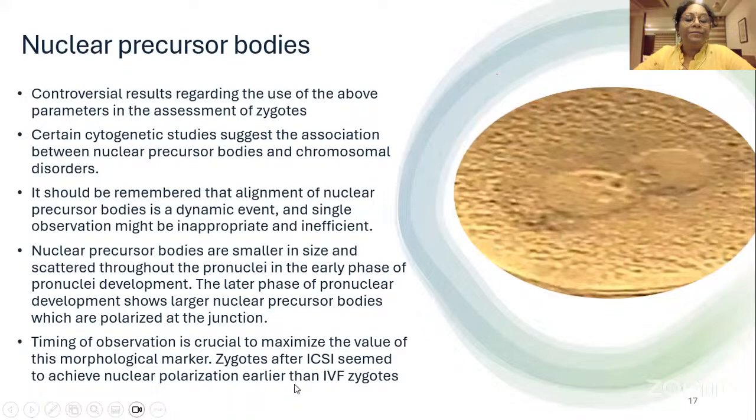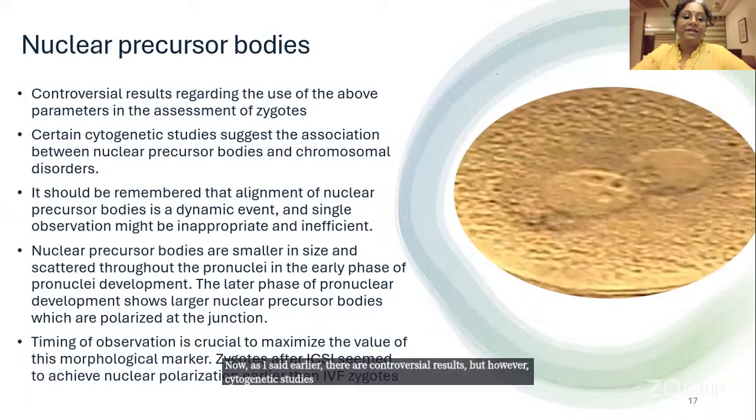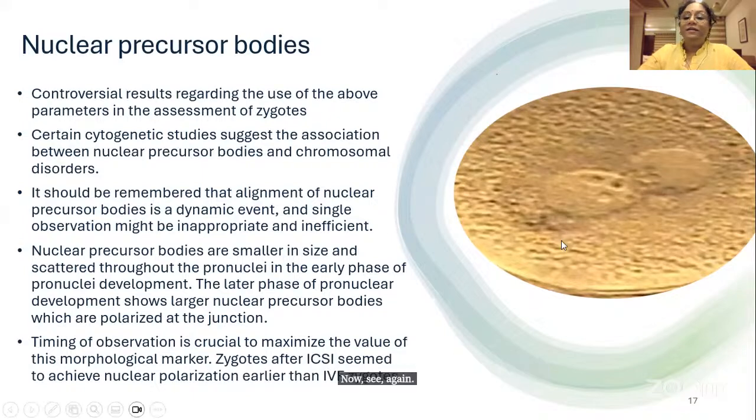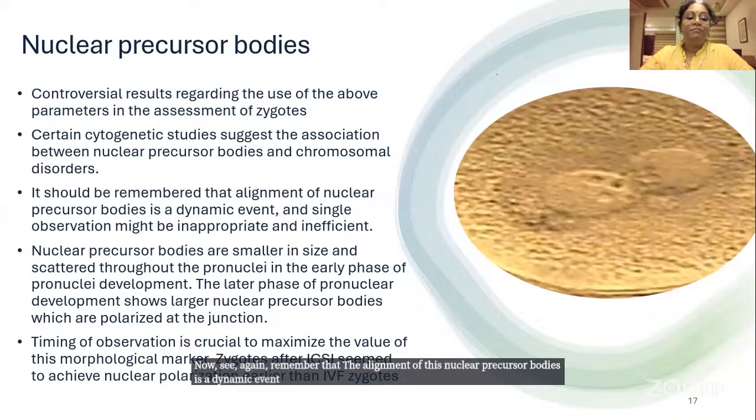Now, as I said earlier, there are controversial results, but a lot of cytogenetic studies have suggested an association between nuclear precursor bodies and chromosomal disorders. Remember that the alignment of these nuclear precursor bodies is a dynamic event, so a single observation might be inappropriate and inefficient. But there are a few features which can be very important even with a single assessment.